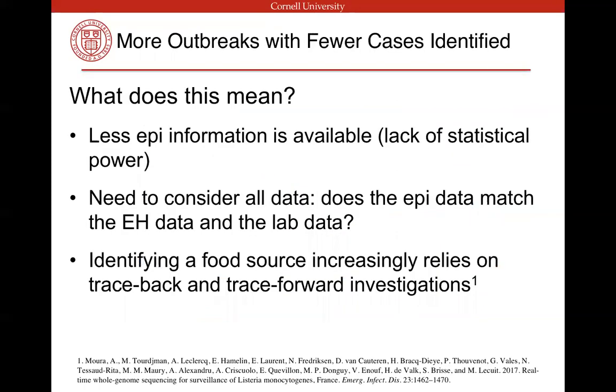So what this all means is that we're going to have less epidemiological information just because we have fewer cases, because we're detecting outbreaks much sooner than we used to. And as a result, that gives us a lack of statistical power. So the epi information is still critical, but it also means we need to consider all data. Does the epi data match the environmental health data, and do both of those match the lab data? So identifying a food source increasingly relies on these trace back and trace forward investigations and oftentimes environmental sampling.